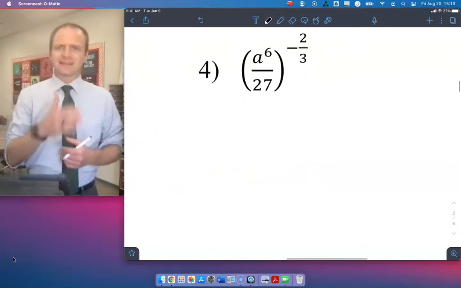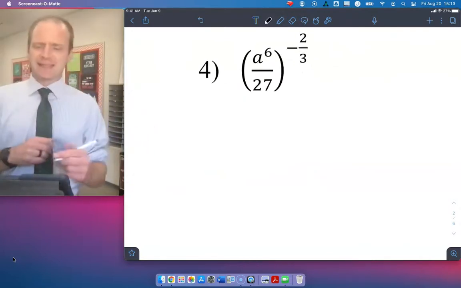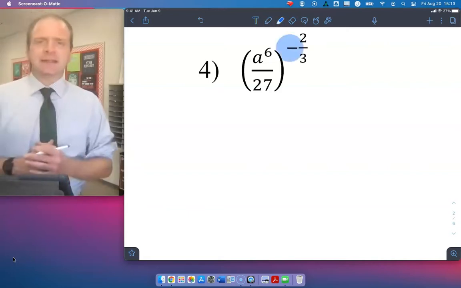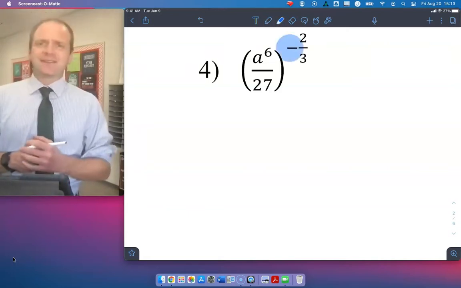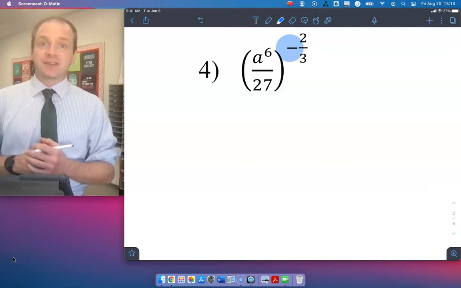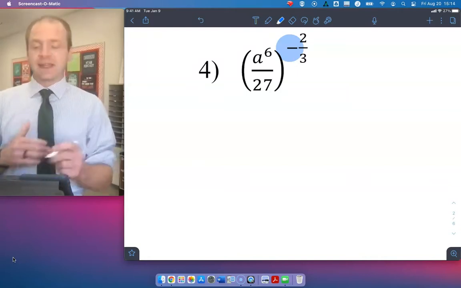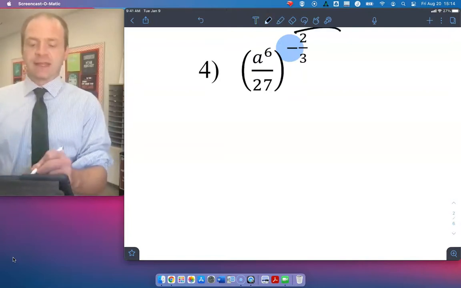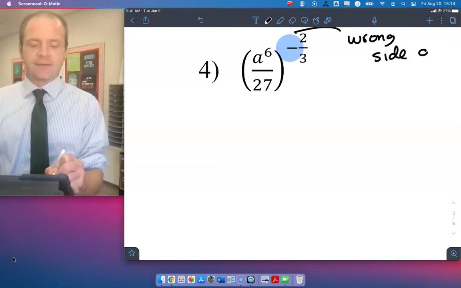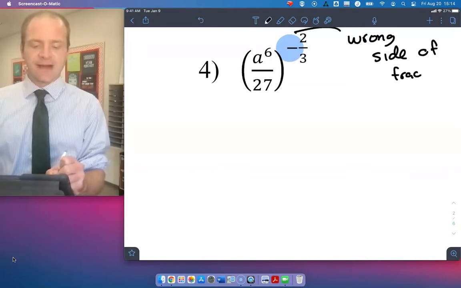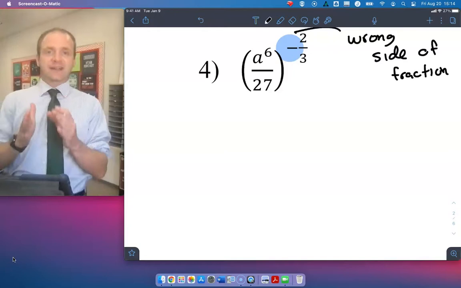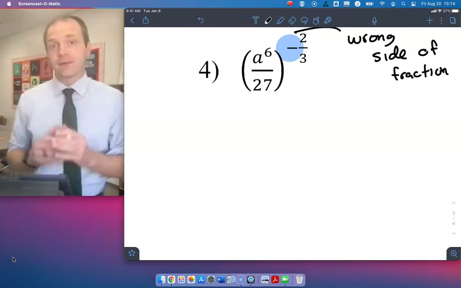Now what about this case? Well, in this case, something should be staring you in the face, and that's that negative sign. It's intimidating, especially attached to a fraction. So let's just pause for a second and figure it out. What does a negative exponent mean? It means it's on the wrong side of the fraction. It doesn't mean anything about positive or negative numbers. That negative exponent means it's on the wrong side of the fraction.